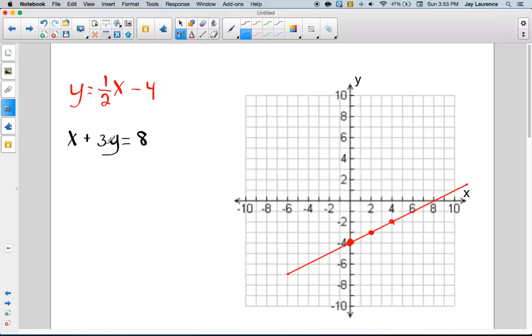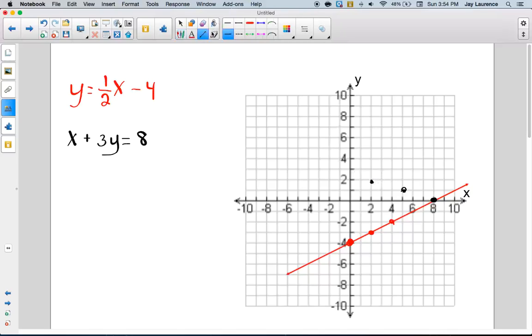So let's see here. On this problem here, the black equation, it looks like my y-intercept's kind of ugly. I don't want to deal with the y-intercept. So I'm going to deal with the x-intercept, which is going to be 8, 0. And then my slope is -1/3. So if I rise 1 and go back 1, 2, 3, rise 1 and go back 1, 2, 3, I can now draw my line.